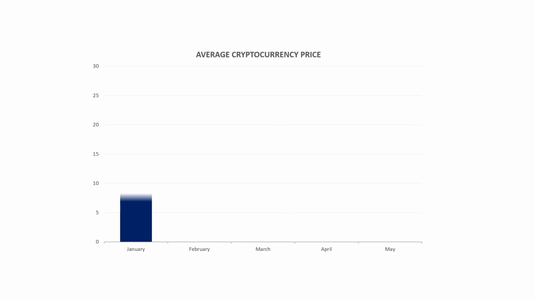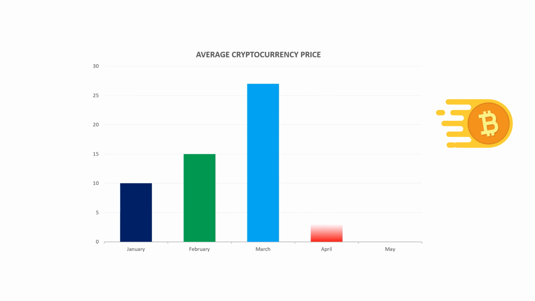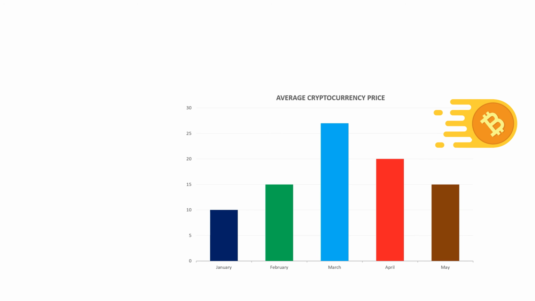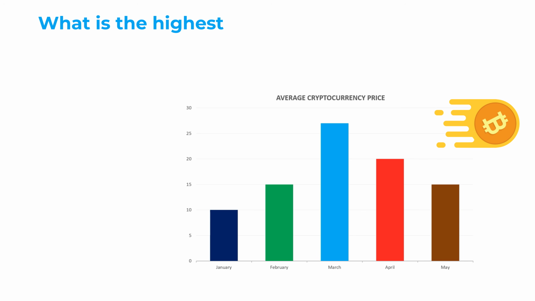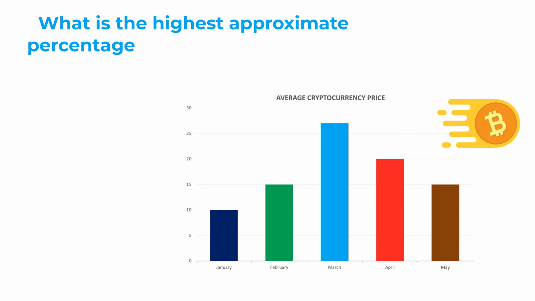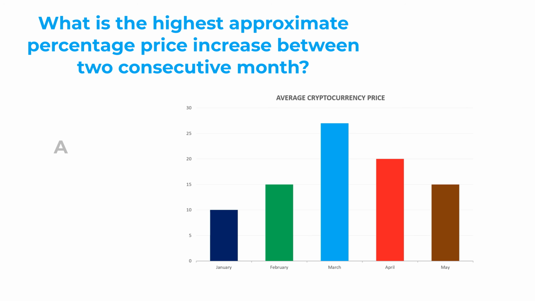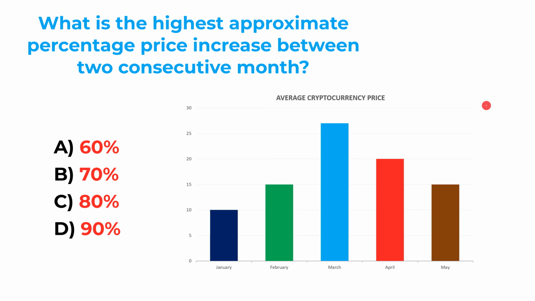You're presented with the chart that shows the average price of cryptocurrency. And this chart shows the average price for each month from January to May. You need to calculate what is the highest approximate percentage price increase between 2 consecutive months. And you're presented with 4 different choices. Choice A, 60%, choice B, 70%, choice C, 80%, and choice D, 90%.